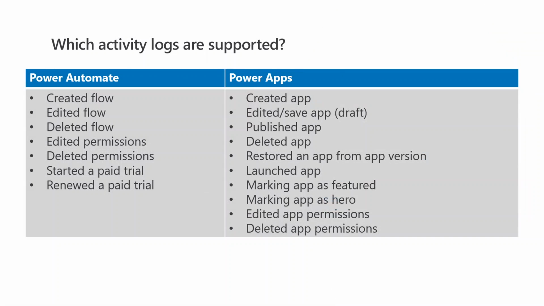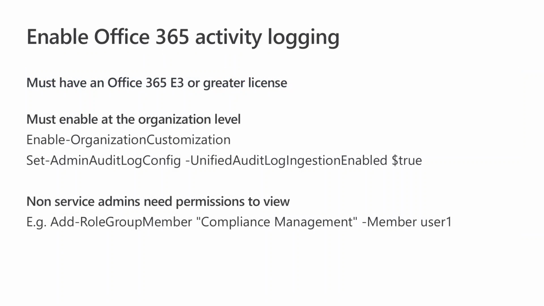These are the activity logs that are captured as part of the activity logging, and you need to proactively enable this. It must be an Office 365 E3 or greater license, and you enable this at the organization level using these PowerShell commandlets. For non-service admins, if people aren't administrators but still need to see these reports, then you would use that commandlet there to give them access to whichever report they need to have access to.